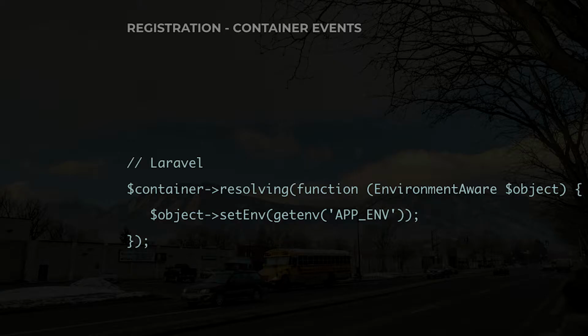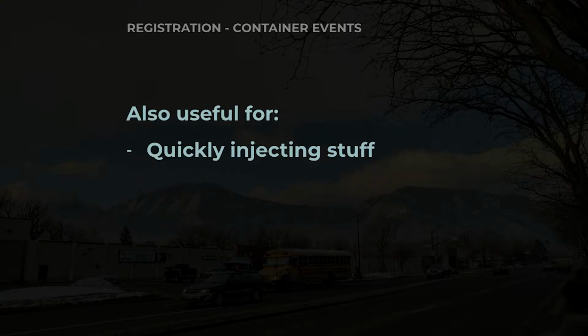In Laravel, we could use something like this, container resolving anonymous function, and then the anonymous function will be called with an environment-aware object. So anything that is type-hinted environment-aware will be passed through this function first before being passed on. And then we can call the setEnvironment function on the environment-aware object. Note that we are just passing a function here, and Laravel will look at the first parameter of the anonymous function to look up what type of object this needs. So it's going to use reflection again to take a look at the first argument of this anonymous function to know when to call this.